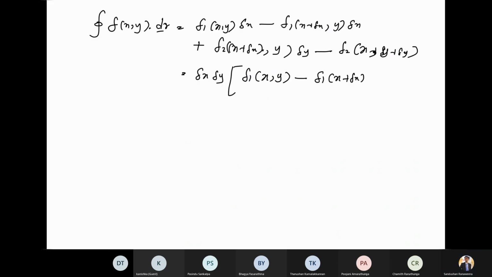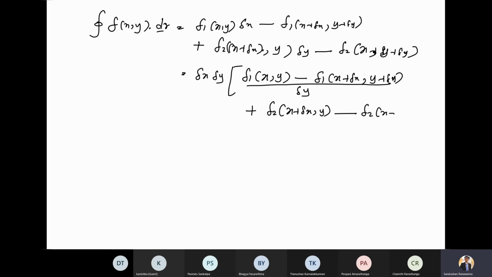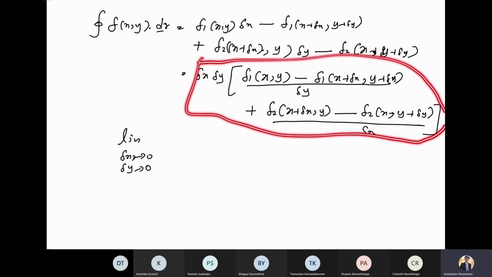So then this should be y plus delta. Okay, this is actually y plus delta y, divided by delta y, plus f2(x plus delta x, y) minus f2(x comma y plus delta y), divided by delta x. You divide the whole thing by delta x delta y and multiply by delta x delta y. Now what if I consider the limit as delta x goes to 0 and delta y goes to 0? I consider the limit of this thing when delta x and delta y go to 0.